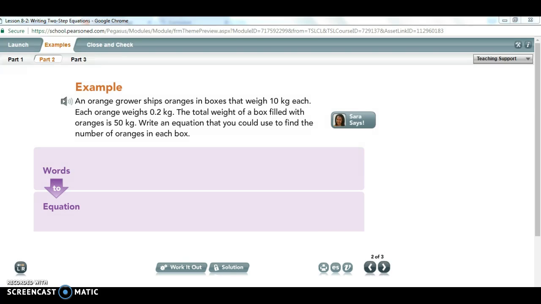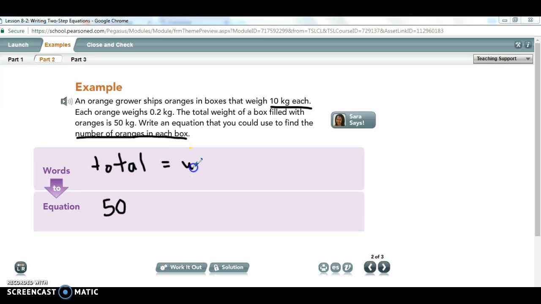So what I know from this equation is that the total weight is going to be 50 kilograms. So you have your total weight, and that's going to equal some equation. Your total weight is 50 kilograms. I know that the boxes weigh 10 kilograms each, and we're trying to find the number of oranges in each box. So I know that I'm only dealing with one box.